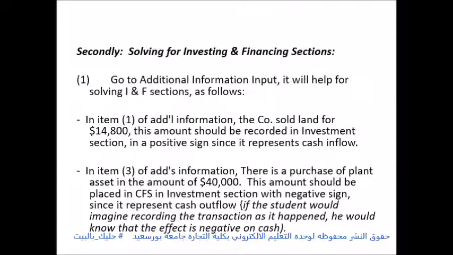Again, the amount received in return for the land, which is 14,800, represents an addition to cash, so it should be added. Added where? In the investment section, which is the middle activities. You have to put 14,800 selling land. Okay?